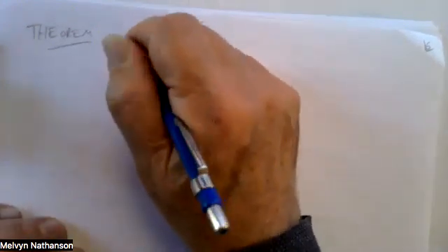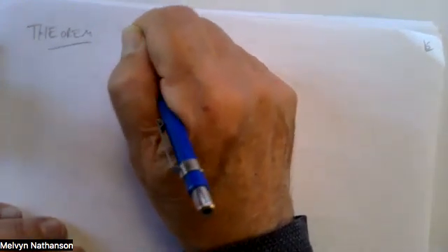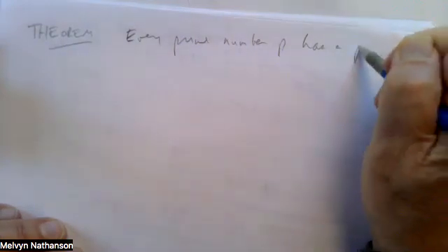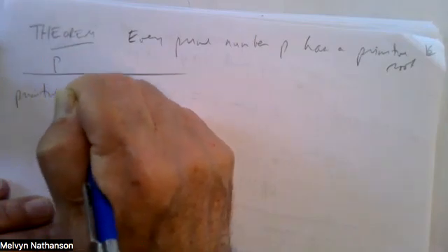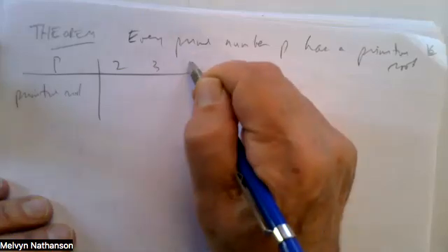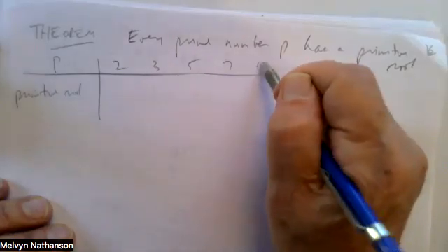All right. Every prime number p has a primitive root. And we've already seen examples of this. So if we make a little table, p and a primitive root mod p, it can be more than 1. Let's see, what are the first primes? 2, 3, 5, 7, 11.